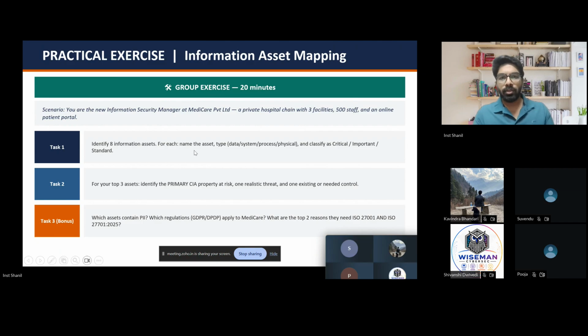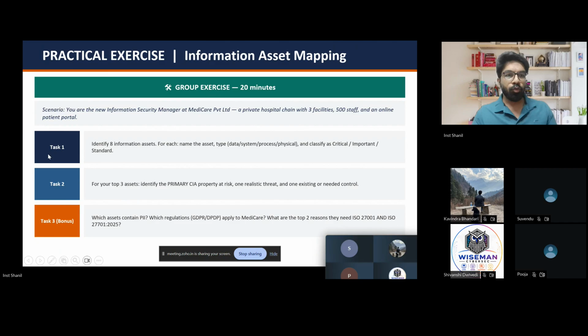For each, you can spell out the name of your asset, which you identified, the type, and classify if it is a critical, important, or standard asset. For the top 3 assets, we can identify the primary confidentiality, integrity, and availability risks, any one threat and any one control. We can leave the existing or needed control because we haven't discussed the controls yet. Task 3 is around identifying personally identifiable information of any information asset and which regulations apply to that.